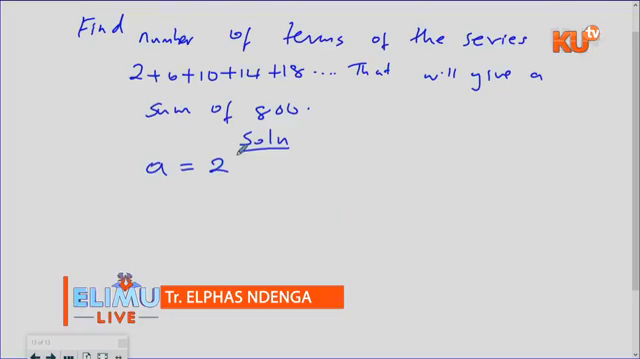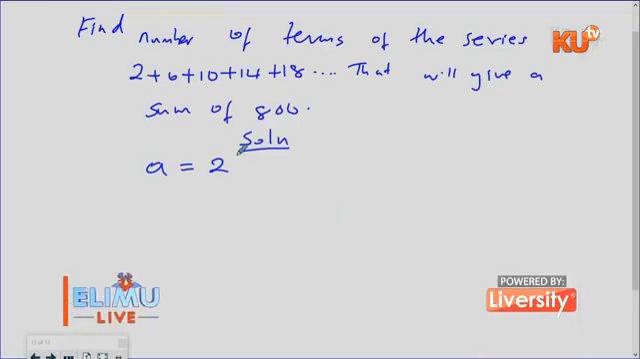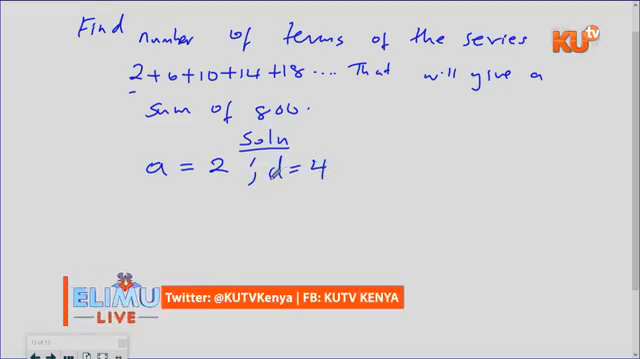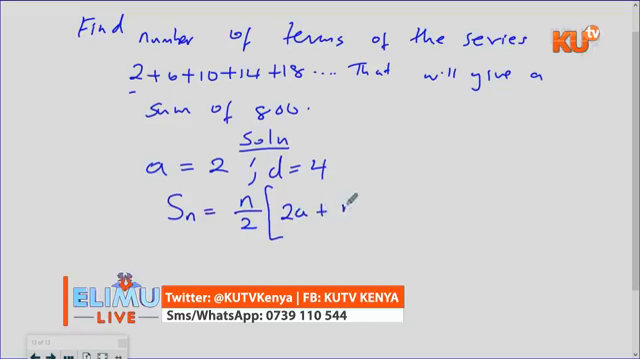Look at the series and see if there is a common difference or a common ratio. As you can see, the first is 2, the next is 6, the difference is 4. 10 and 6, the difference is 4 again. 14 and 10, the difference is 4 again. So this means that it has a common difference D, which is 4. And therefore that tells us that this is an arithmetic sequence. So the sum of n terms is n over 2 into 2a plus n minus 1 times the common difference D.